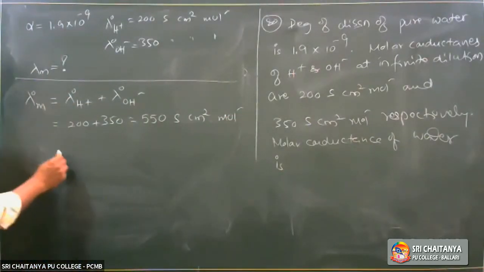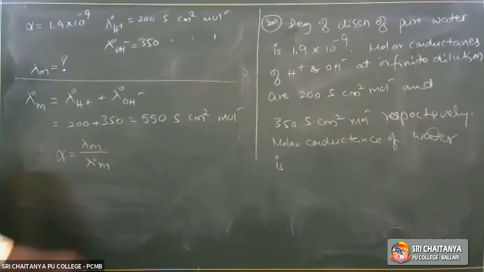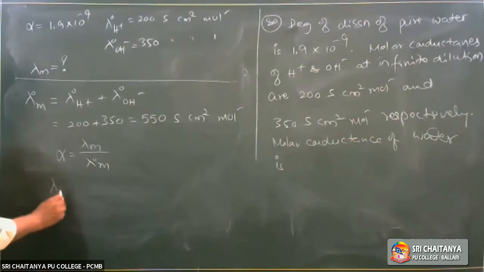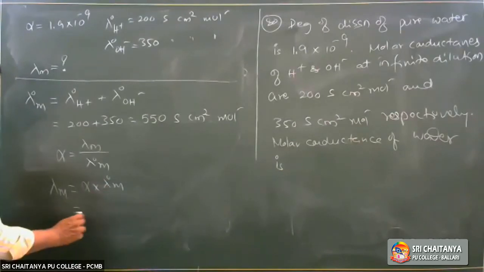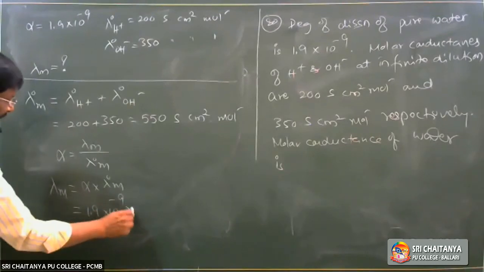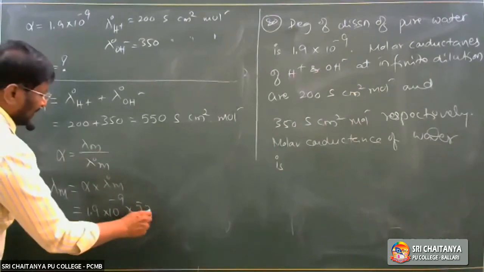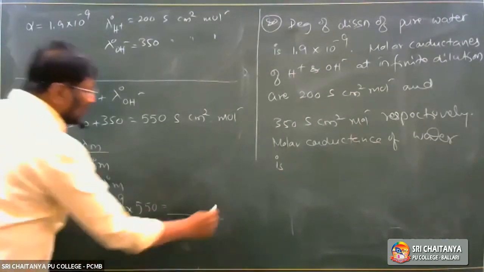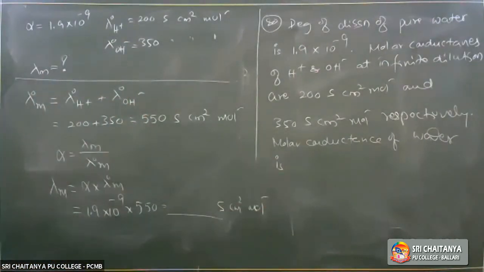And then lambda m. See, alpha is equal to lambda m by lambda naught m. So lambda m is equal to alpha into lambda naught m. So what is the alpha value? 1.9 into 10 power minus 9, into lambda naught m, that is 550. It is equal to that, in Siemens centimeter square mole inverse. That is the answer. So that is the formula: alpha is equal to lambda m by lambda naught m.